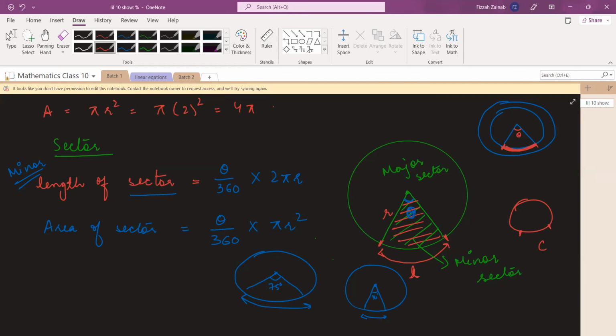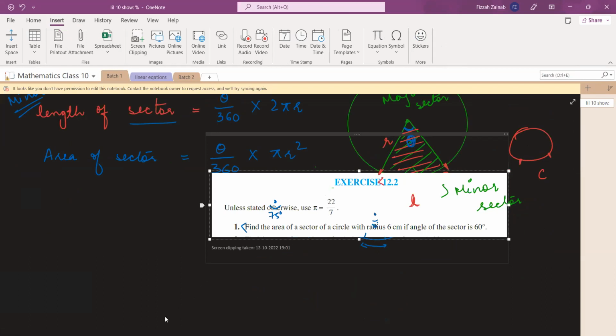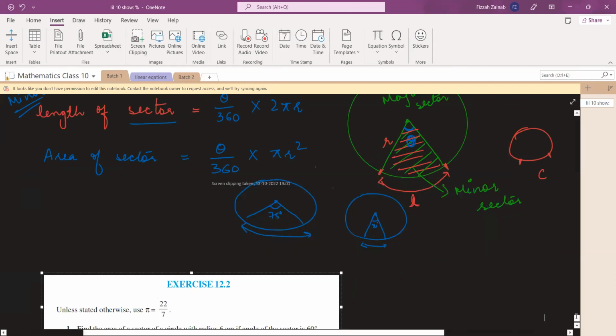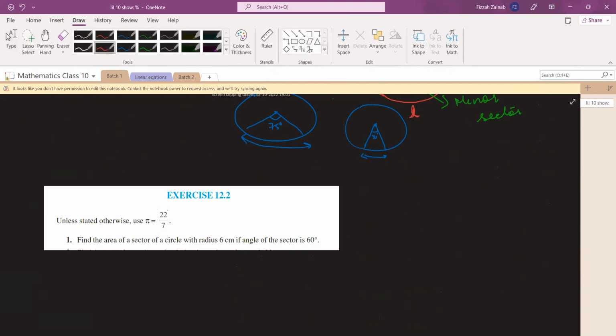Okay, let's do questions from the exercise and then we will see the segment, I'll tell later on. First of all, let us do sector questions. Then we will come to segment. As you can see, you have to use pi 22 by 7 unless stated otherwise. Otherwise means sometimes they can ask you to put 3.14, as I told you. So exercise 12.2.